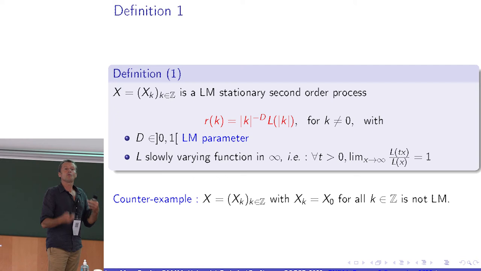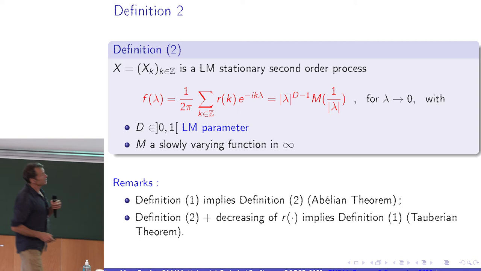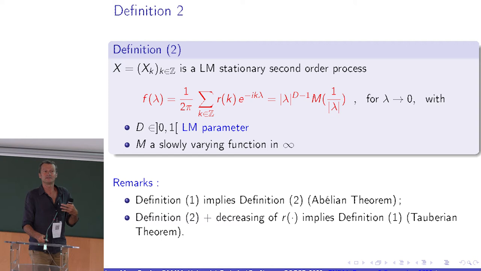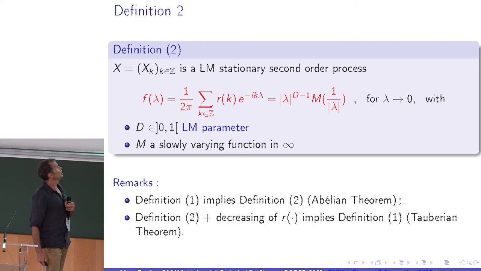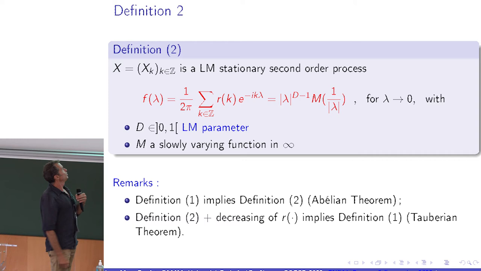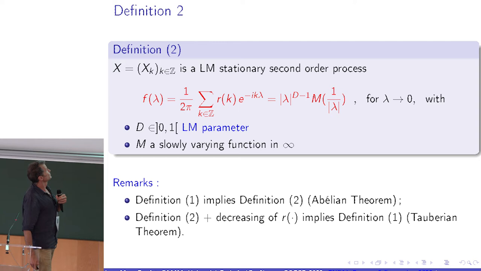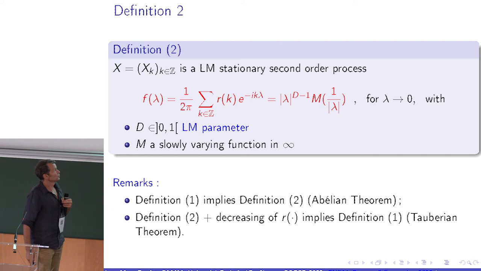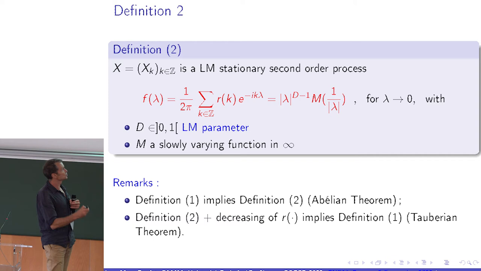This is a temporal definition, and you could go to a spectral definition. In such a case, you consider the spectral density of the process, when it exists. The process will be called a long memory process if the spectral density has a pole at zero, that is, close to zero the spectral density also follows a power law, lambda to the power d minus 1, with d between 0 and 1, and M now is also a slowly varying function at infinity. There is a way of going from the first definition with covariance to the other definition with spectral density.